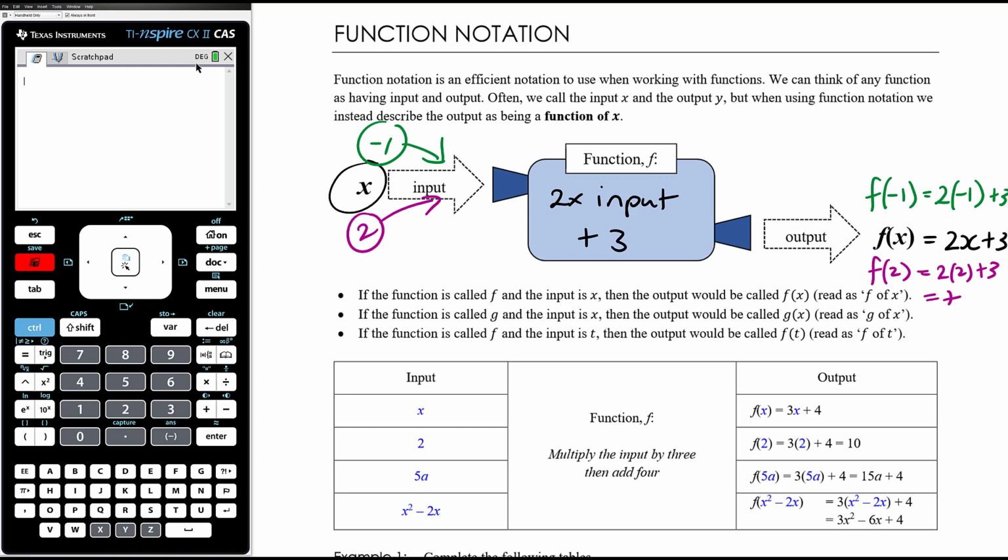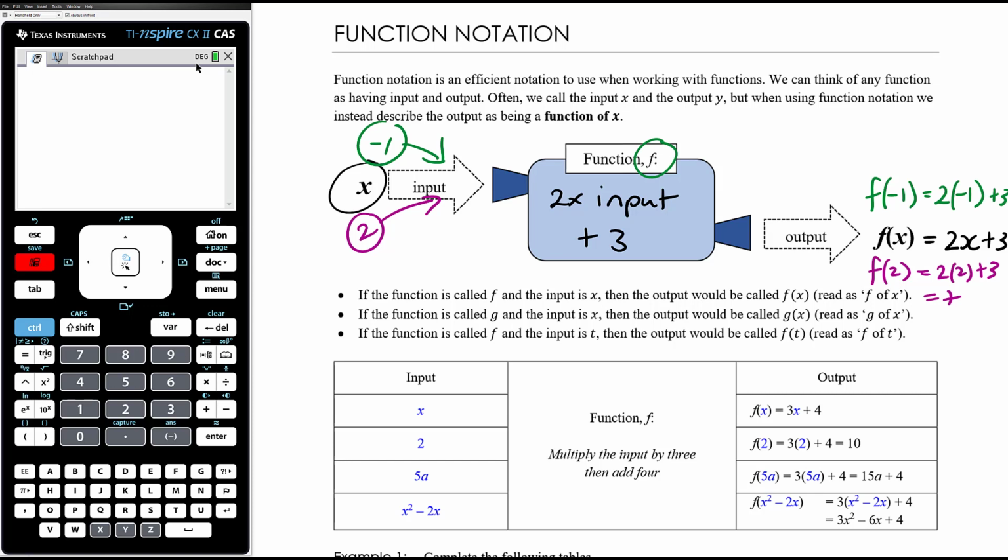Often we think about the y values as being the output of the function. So when we use function notation, we don't use a second variable y, we simply talk about the output as being a result of applying the function to the input. So f of x means do function f to x. f of 2 means do function f to 2. f of -1 means do function f to -1.